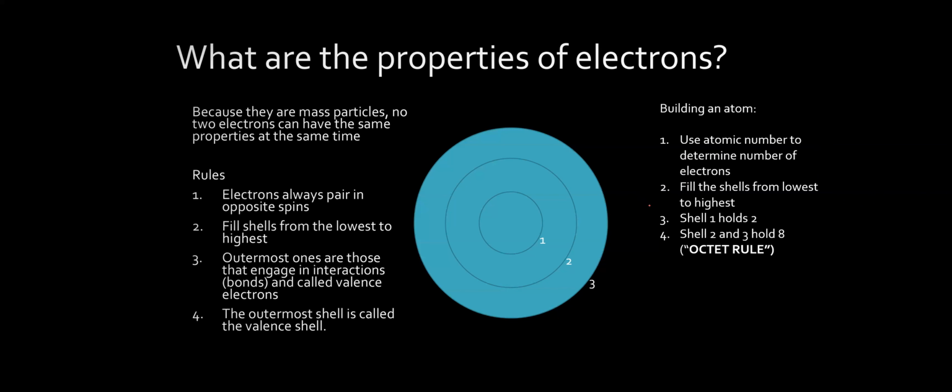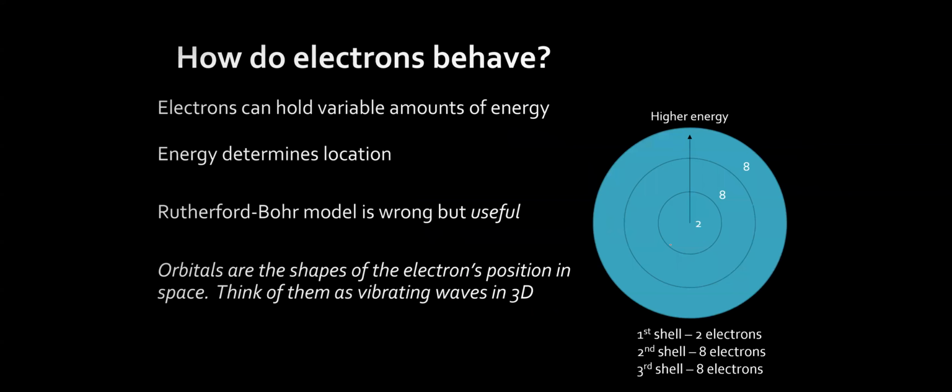And each shell holds a different number of electrons because they're bigger. Think of little buckets and then bigger buckets. So the first shell only holds 2 electrons. And then the second and the third shell hold 8 each, which you can see here. So an electron in the first shell, energy level 1, is going to have less energy than an electron in the second shell. It's going to have less energy than an electron in the third shell.